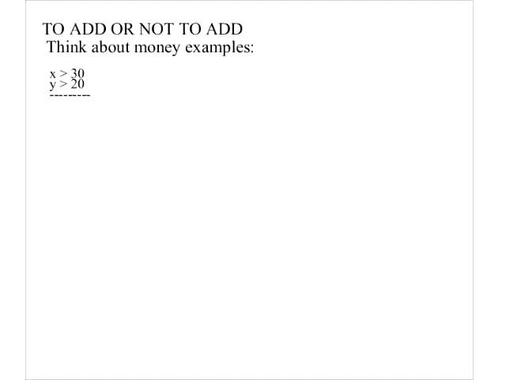So, yeah, you just focus on canceling. Good. What I mean by money examples is, it's easier to remember this if you think about it as dollars. Like, if I have more than $20 and my brother has more than $30, then we definitely have more than 50.